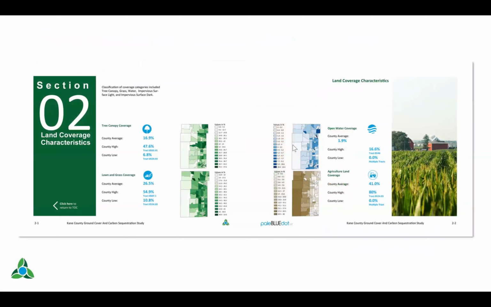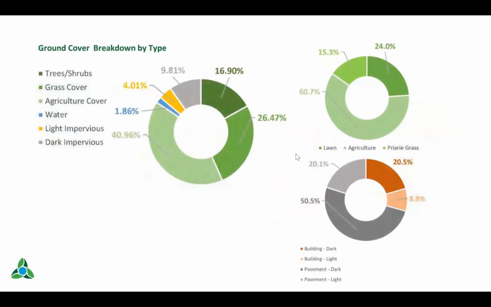Ground cover studies. We looked at a high level, census tract by census tract, what the tree canopy coverage is, lawn and natural prairie grass coverage, open water, agricultural land. We also looked at impervious surfaces that are roads, that are buildings, that are dark, that are light. We're just trying to get a good sense of what our physical ground cover is, because all of those relate to different aspects of adaptation or opportunity.